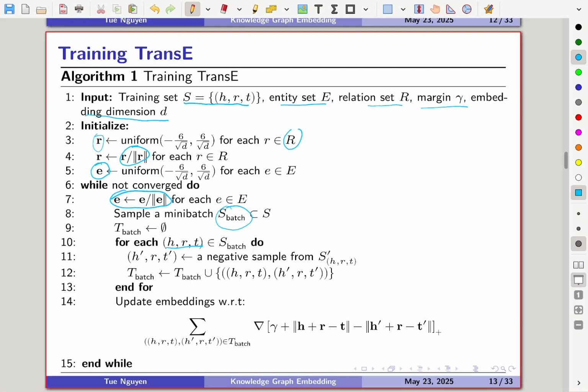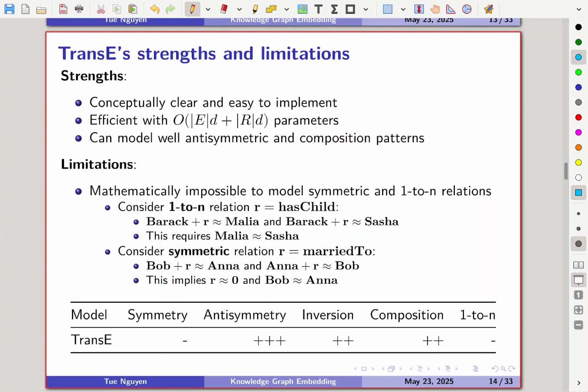Then we will include the positive and negative triple into the training mini batch. Then we update the embedding using an algorithm like gradient descent based on the loss function introduced earlier. So what are the strengths and limitations of TransE?